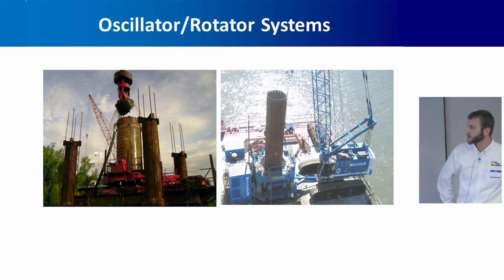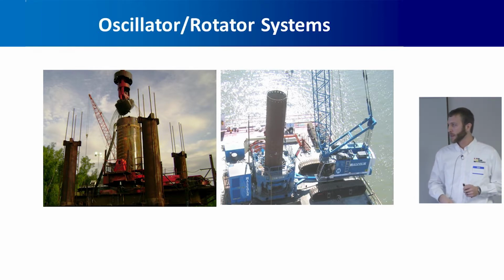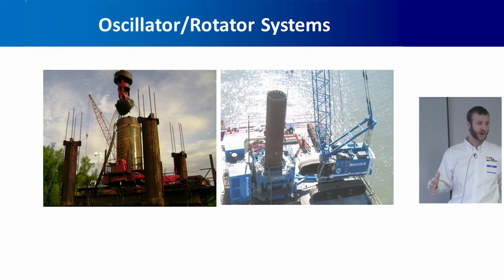Looking at the oscillator system, the oscillator is this component right here, which basically just grips the casing and twists it into the ground. To do this, you have to have a real stable working platform because there's a lot of torque being applied to that casing. So you have to have a working platform that can resist that torque. And then often the material is excavated with a grab type tool on the crane when you use an oscillator.